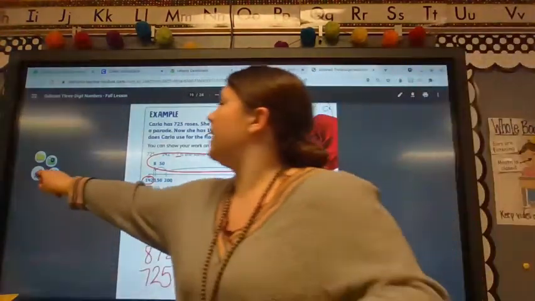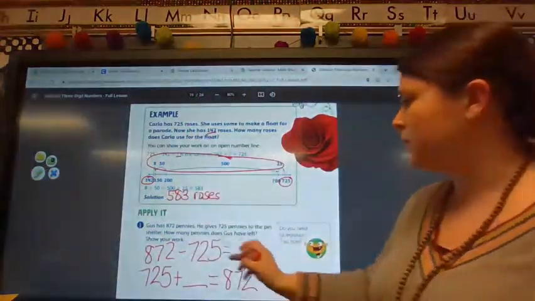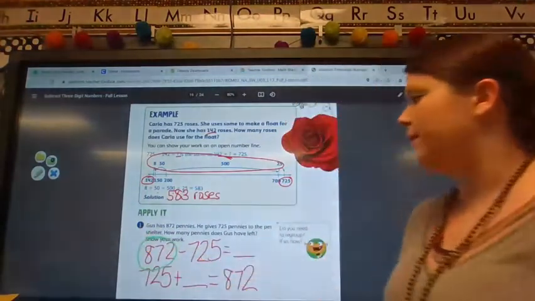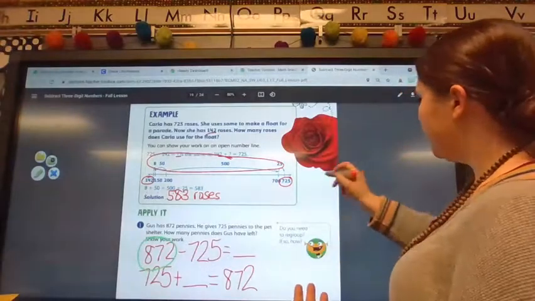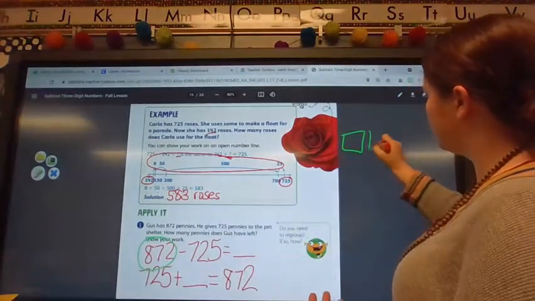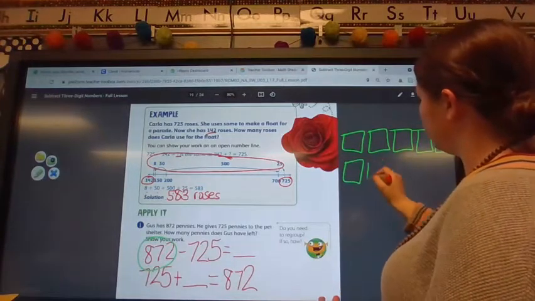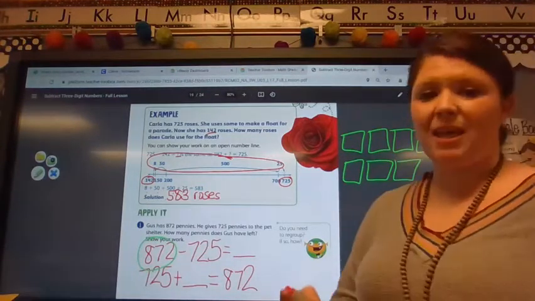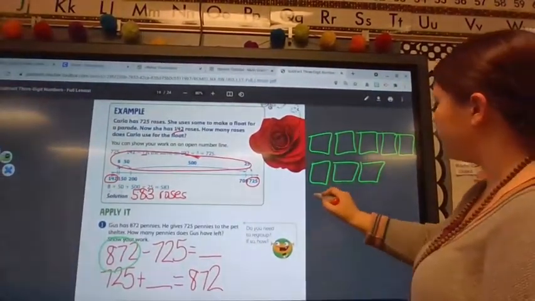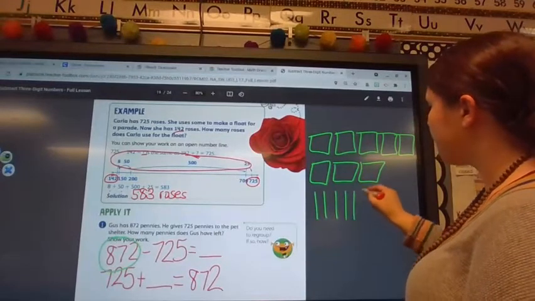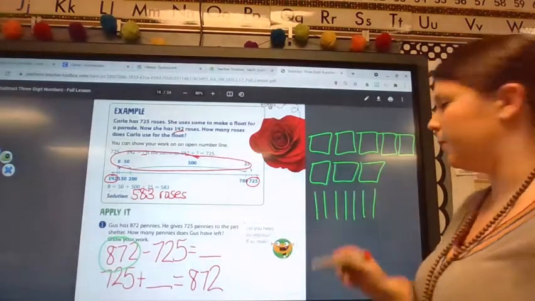So let's go ahead and solve. I'm going to solve this using base 10 blocks. So I'm going to start with 872. How many hundreds are in 872? 8. How many tens are in 872? 7. And how many ones are in 872? 2 ones.